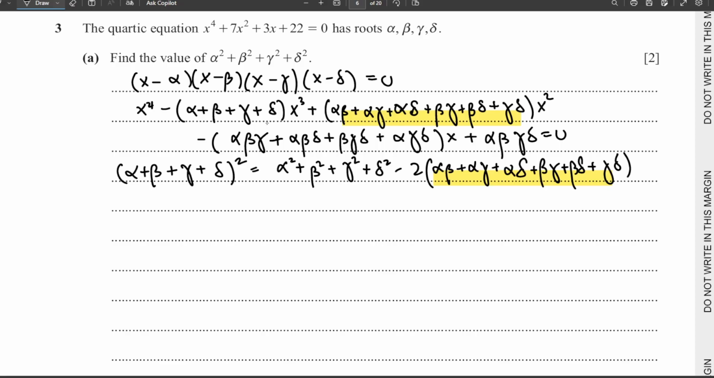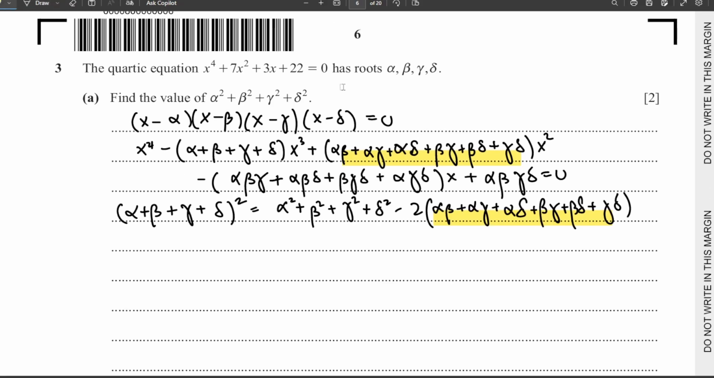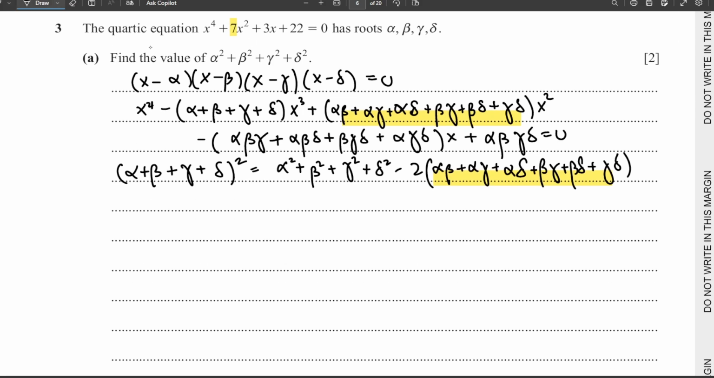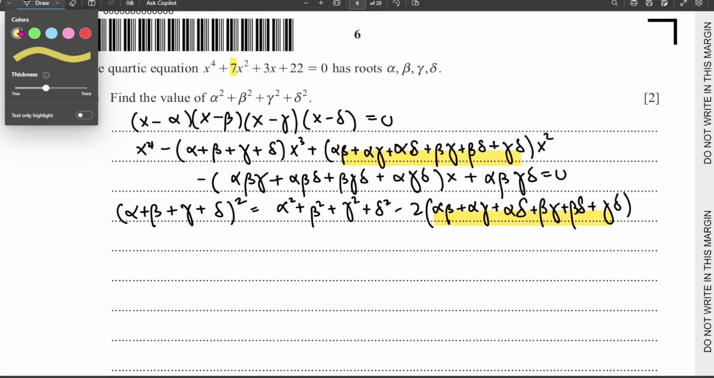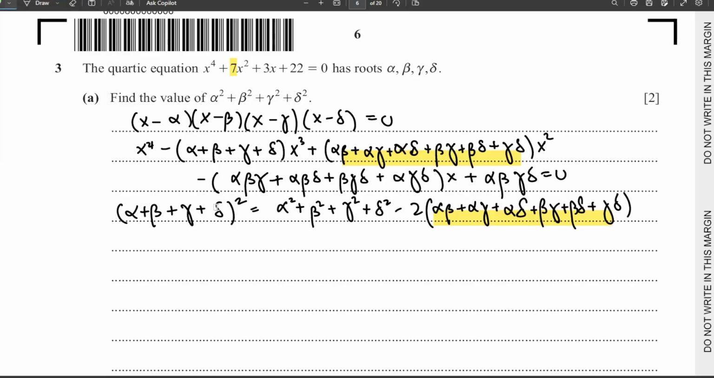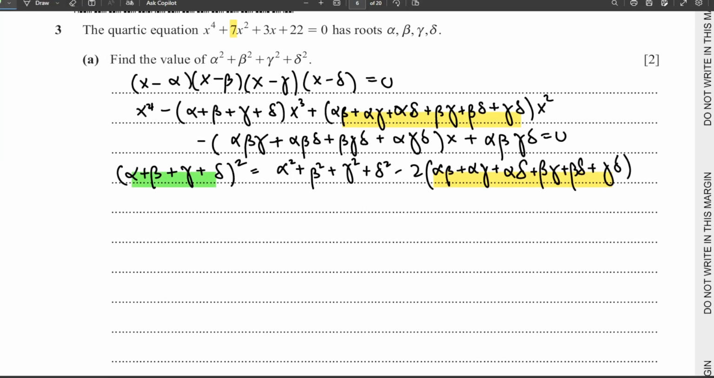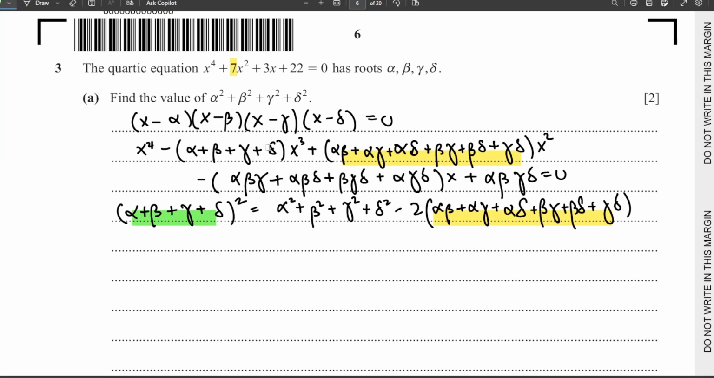Now we refer back to the original equation. Which one represents this x squared coefficient? That will be 7. So this entire term is represented by 7. And now we have one more missing piece of information, the sum of the roots itself, which you can find from the x cubed term.